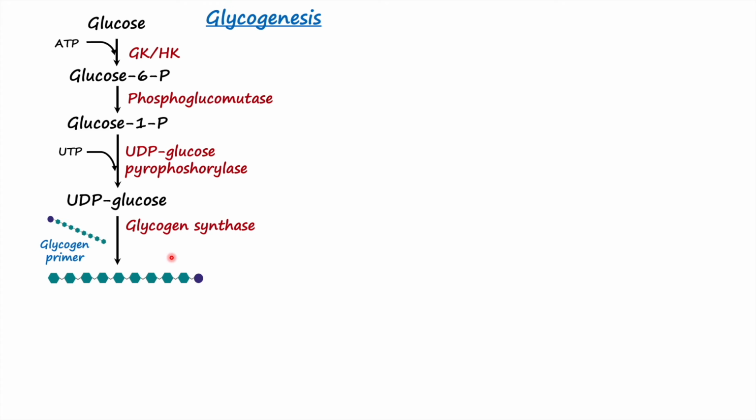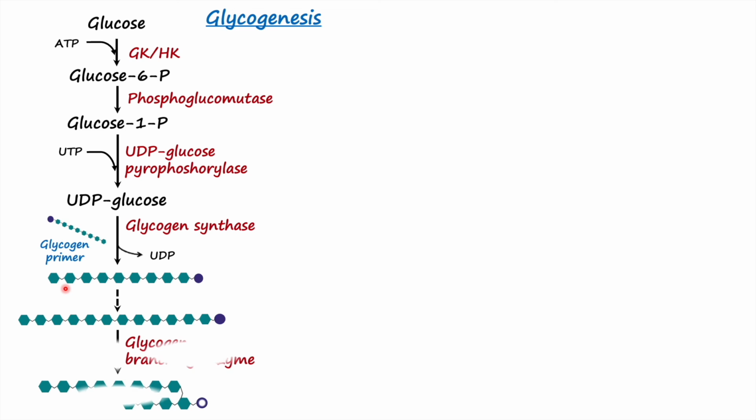And the most important function of glycogen synthase is to form this alpha 1,4 glycosidic bond, and in the process UDP is released, and subsequently as more glucose molecules are added, the glycogen chain is also being extended, and the next step is to form the branches. So as I mentioned, the enzyme responsible for forming the branches is called glycogen branching enzyme, which basically forms the branches between two glucose molecules which are connected to each other by alpha 1,6 glycosidic bond. So these are the steps involved in glycogenesis.